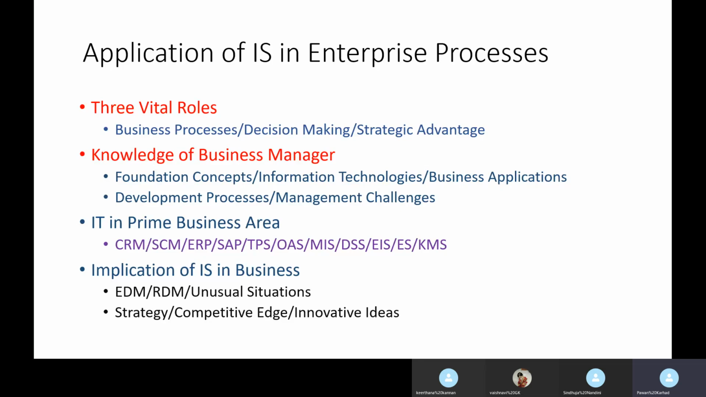After that, strategy. It will help you to formulate strategy. It will help you to achieve competitive advantage, and it will also provide solutions for innovative ideas. If you have an innovative idea and you try to implement it in business, information system will help you with implementing your innovative ideas. So this was also a random question. Strategy, competitive edge, and innovative ideas.